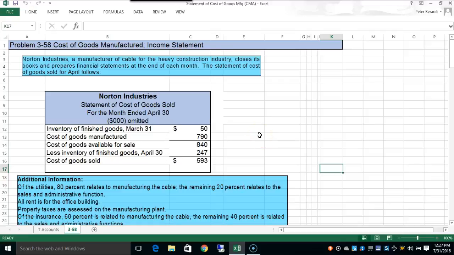Hello, Professor Barati here. I want to go over a statement of cost of goods manufactured problem that I think will help you not only in preparing the statement, but what I'd like to go through is the logic.